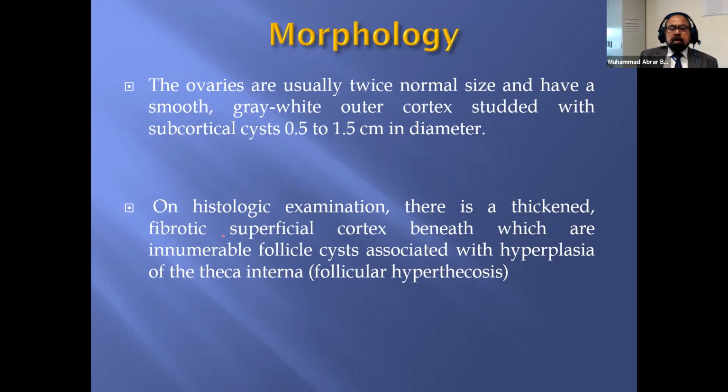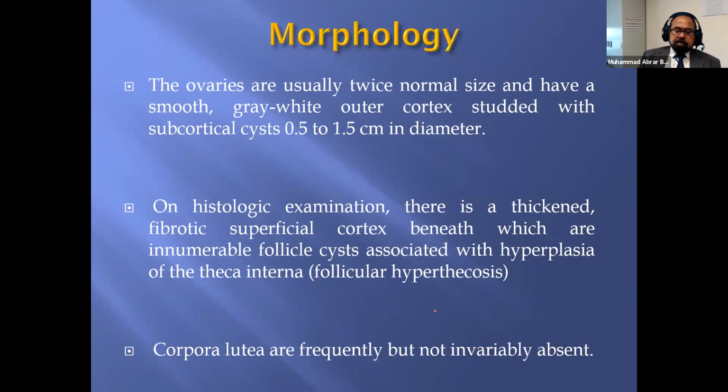Histologically, there is a thickened fibrotic superficial cortex beneath which are innumerable follicular cysts associated with hyperplasia of the theca interna, which is follicular hyperthecosis. Now, they say that this follicular hyperthecosis is the main reason for this hirsutism and virilism, because these hyperthecosis areas start secreting androgen, and when this androgen is secreted, they start developing an excessive amount of hair.